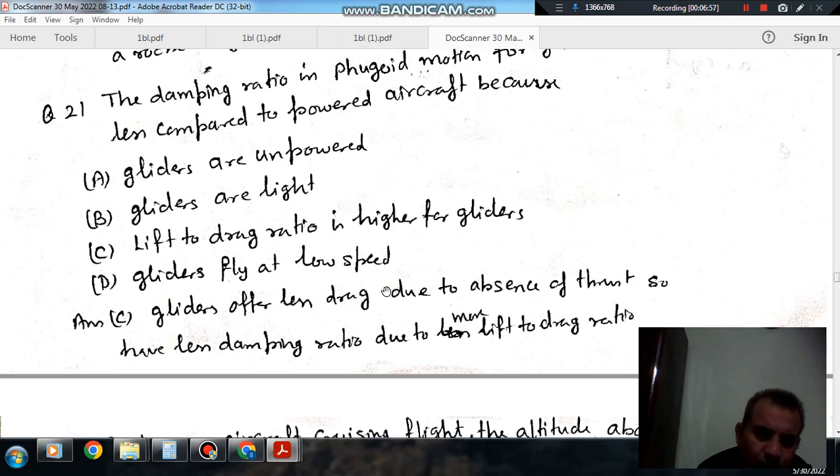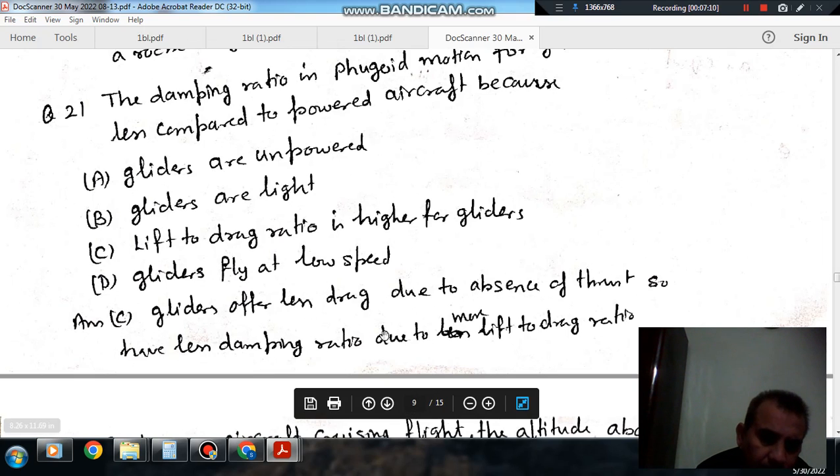gliders offer less drag due to absence of thrust. Because in glider only gliding motion takes place, and thrust is not there. Okay. Whereas in powered engine thrust is also involved. So if thrust is not there, then the drag is less. So more lift to drag ratio will result. So answer is C.